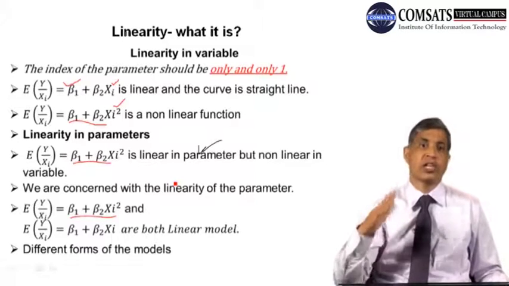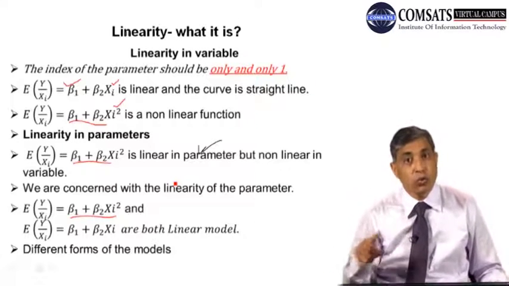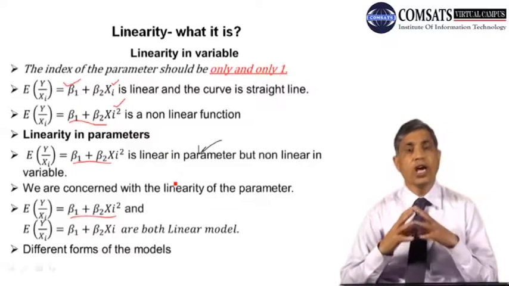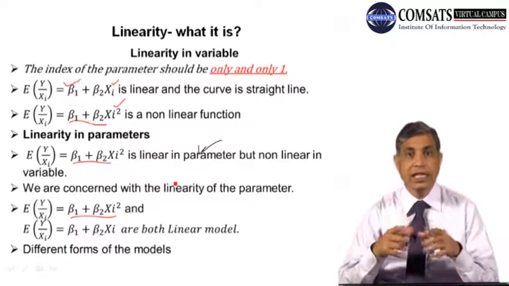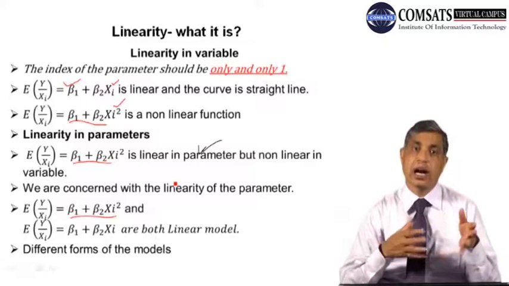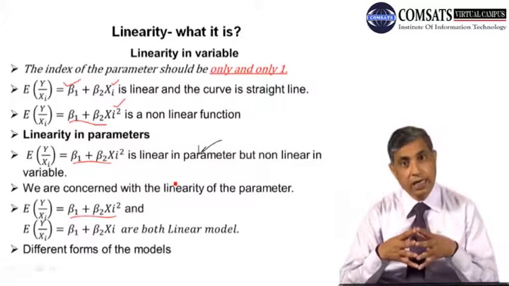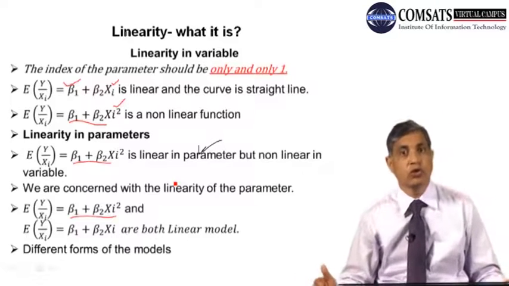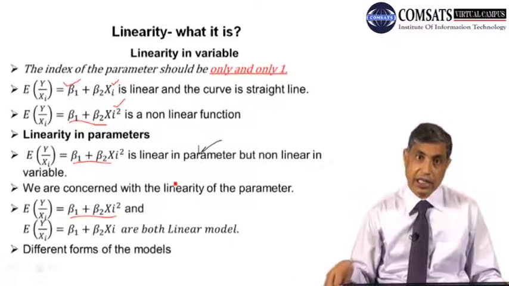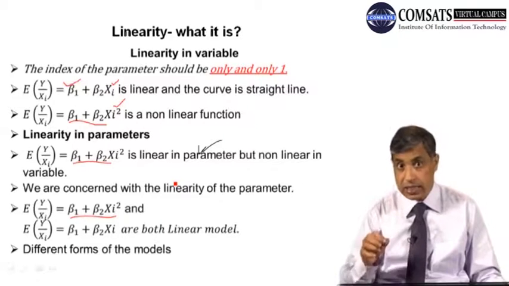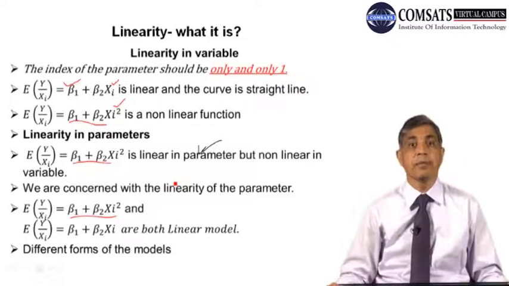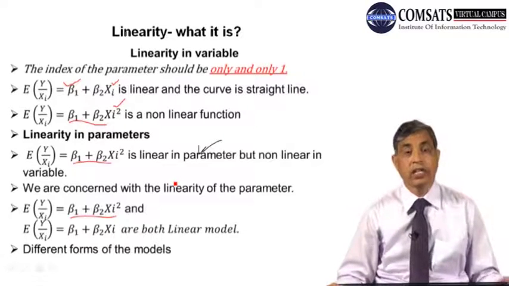Throughout our regression analysis, we are only concerned about the linearity of the parameters. We have nothing to do with whether the variables are linear or non-linear. If they are linear, then good. If they are non-linear variables, it doesn't matter. But we are taking the very fundamental and basic assumption about the parameters, your slope coefficients beta 1 and beta 2, that the model should be linear in parameter.